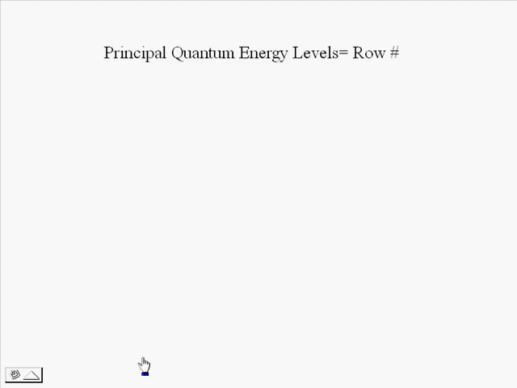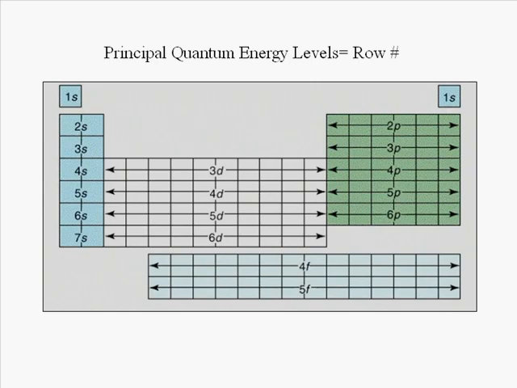So how do we get the principal quantum energy levels? They're going to be represented by the rows. You need to number your rows 1 through 7, and those are going to be your energy levels.